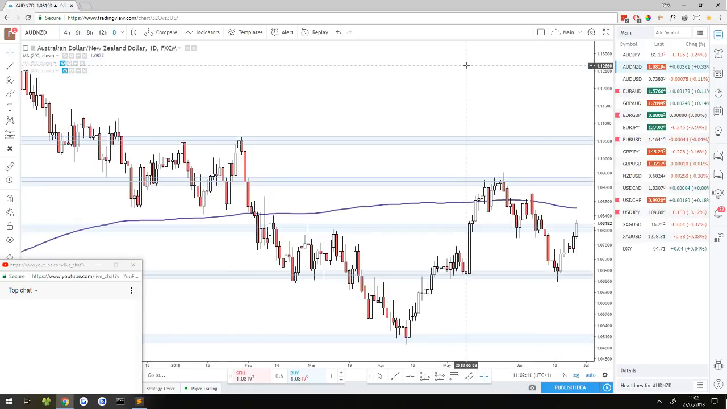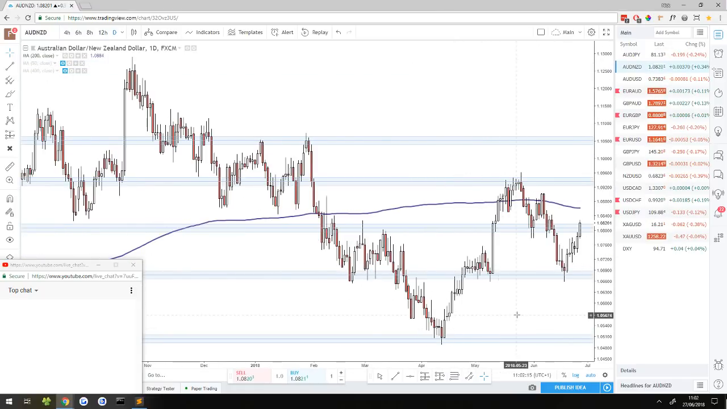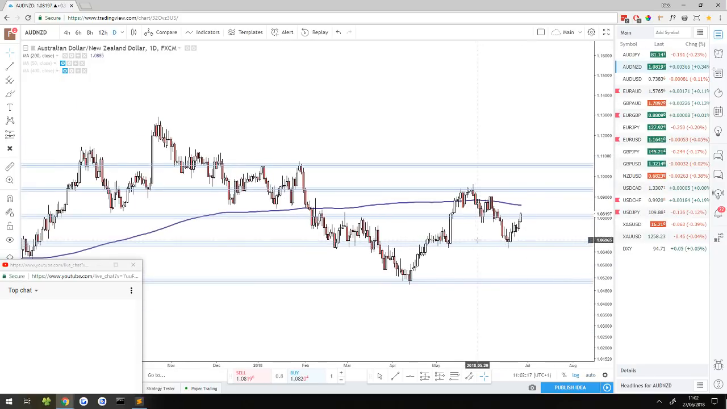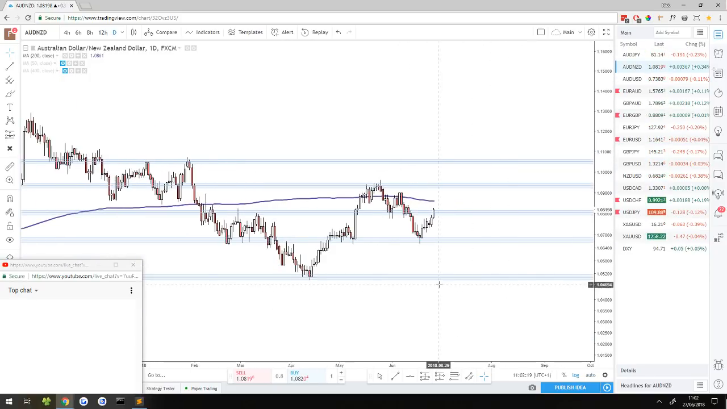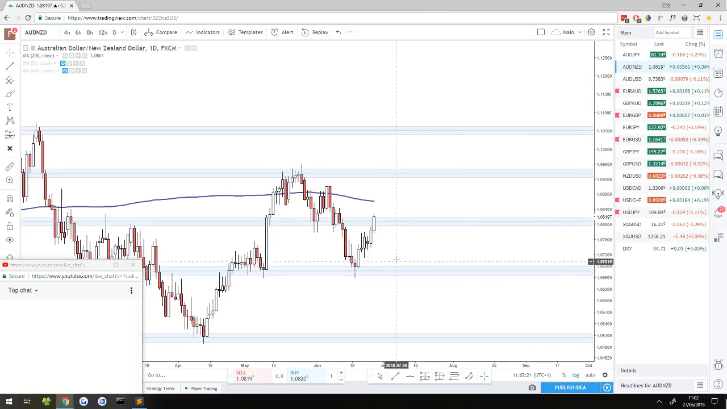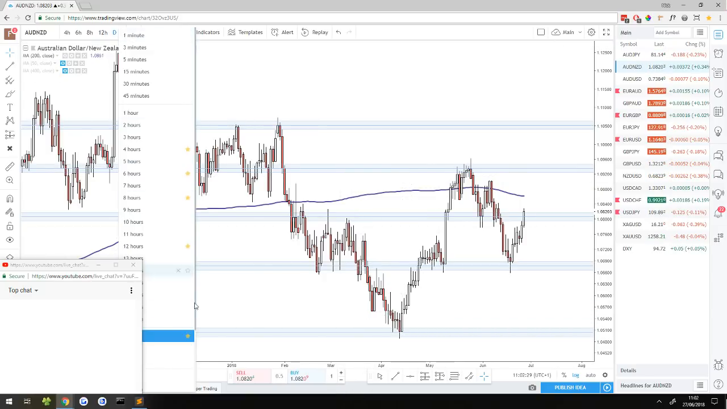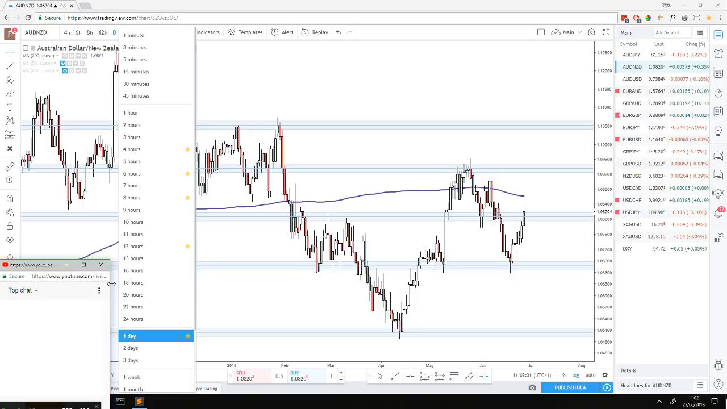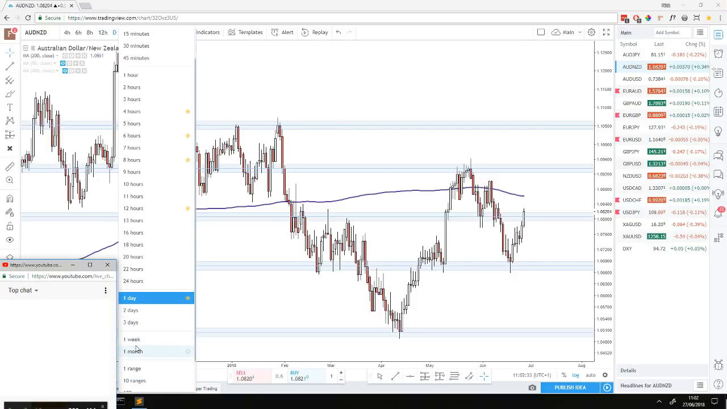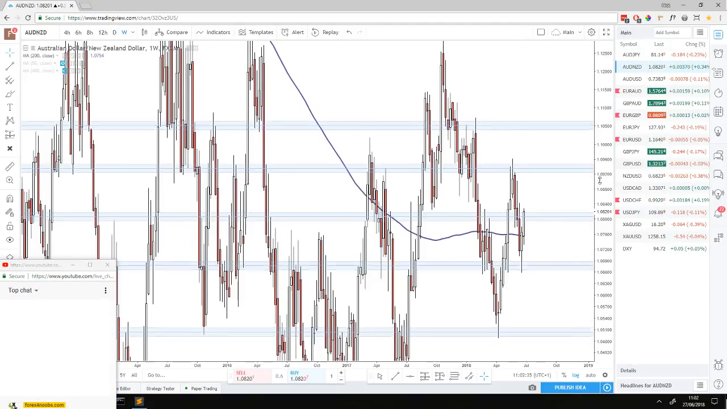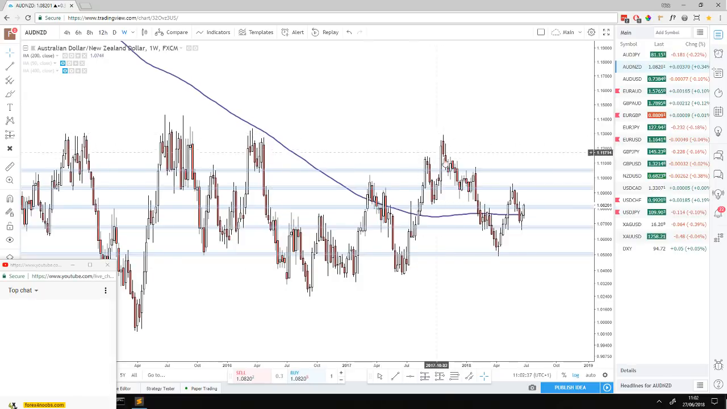AUD NZD. Now this one looks a little bit more interesting. Let me zoom in a little bit. That's good. AUD NZD is trending up on the daily chart, but if you were to look at the weekly chart, it looks like it's still in a downtrend. So this one's a little bit tricky.